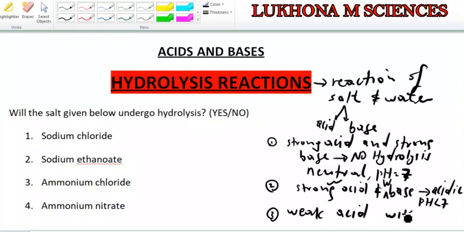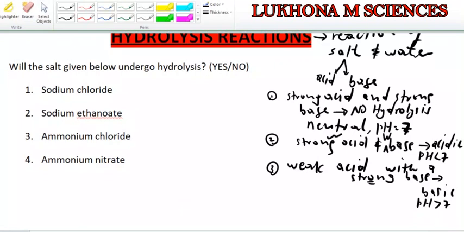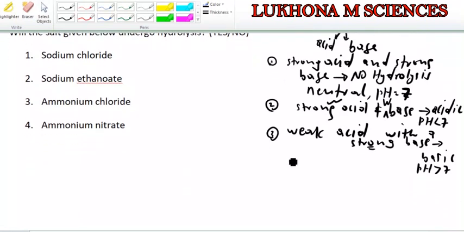Then let's say number 3, a weak acid with a strong base. Then the strong base will take over, meaning that the salt will be basic. When the salt is basic, the pH of that salt is greater than 7. So I will just list a few acids and bases, but only strong ones.